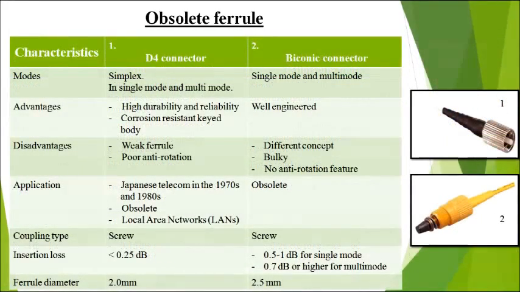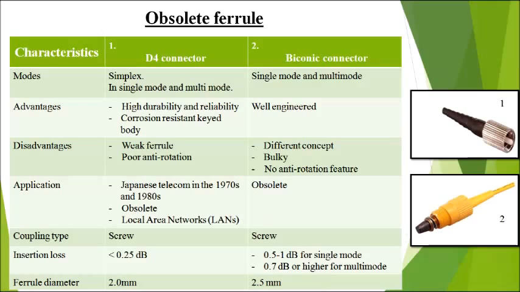Obsolete ferrule connectors. First one, the T4 connector. It comes in simplex mode, which consists of single mode and multi-mode. The advantages of T4 connector are high durability, high reliability, and also corrosion resistant keyed body. T4 connector disadvantages are weak ferrule and a poor anti-rotation.